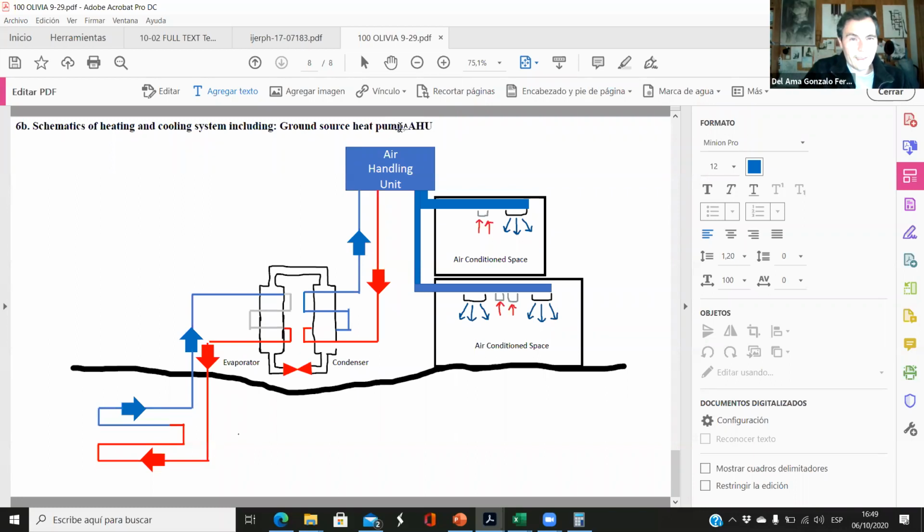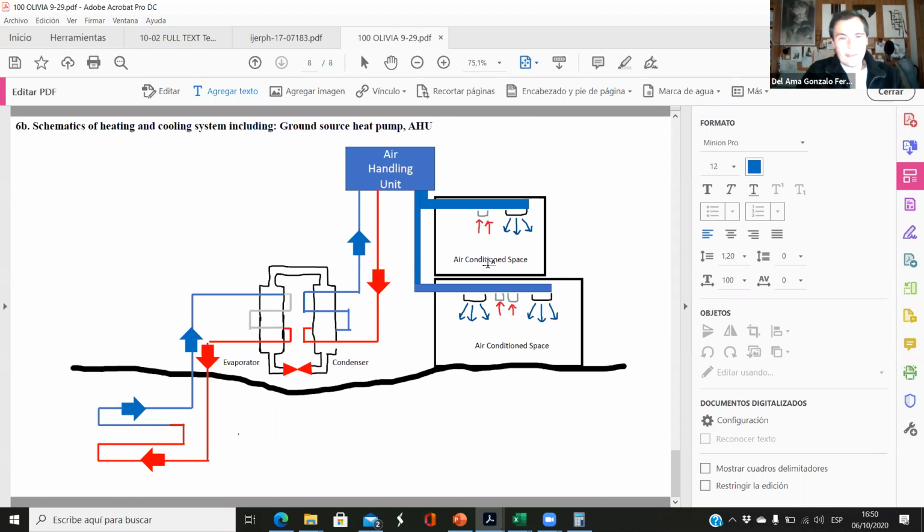The problem with this is that this ground source heat pump cannot heat up and cool down at the same time. And sometimes, if we have a very big building with different rooms or different uses, we might need cooling in one of the rooms and we might need heating in other rooms. Okay, so this is difficult to understand, but we will explain examples in which we would need heating and cooling at the same time in the same building.